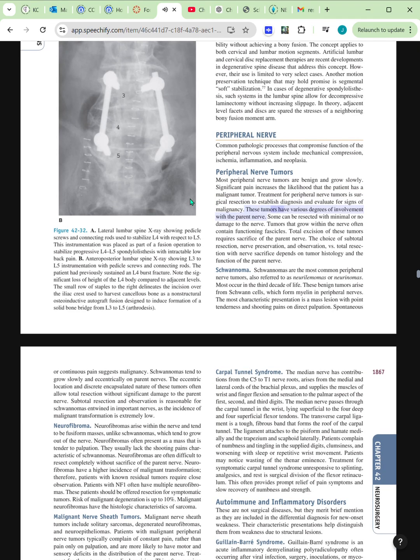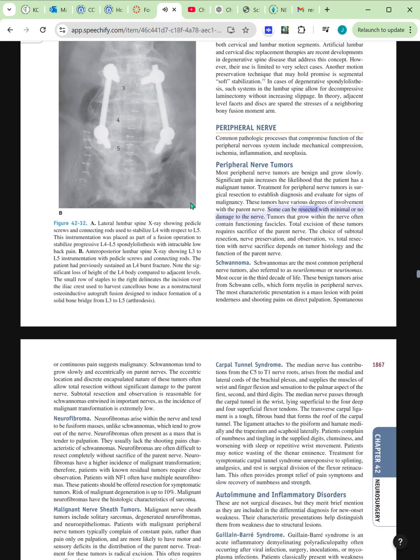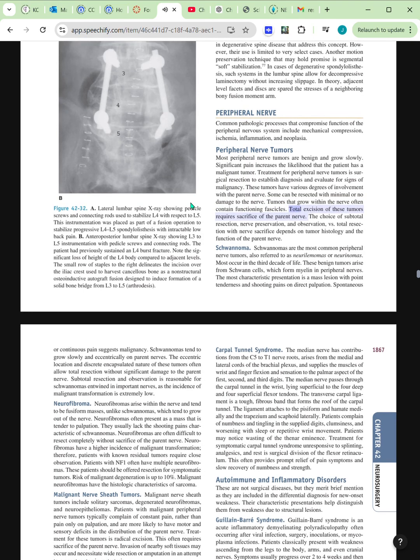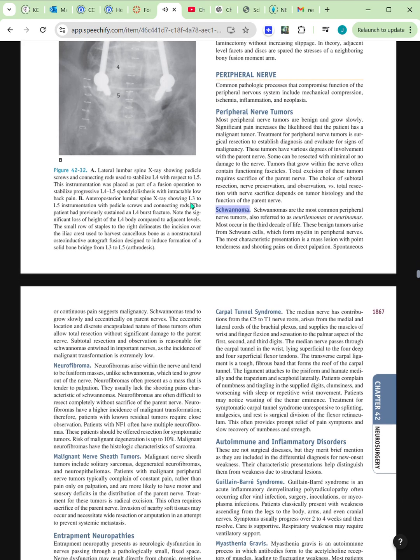These tumors have various degrees of involvement with the parent nerve. Some can be resected with minimal or no damage to the nerve. Tumors that grow within the nerve often contain functioning fascicles. Total excision of these tumors requires sacrifice of the parent nerve. The choice of subtotal resection, nerve preservation, and observation against total resection with nerve sacrifice depends on tumor histology and the function of the parent nerve.